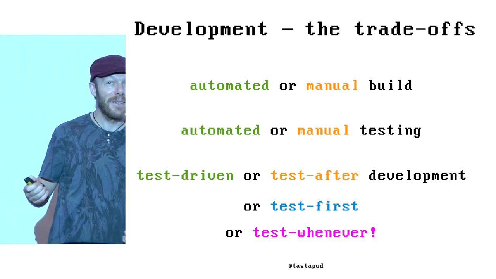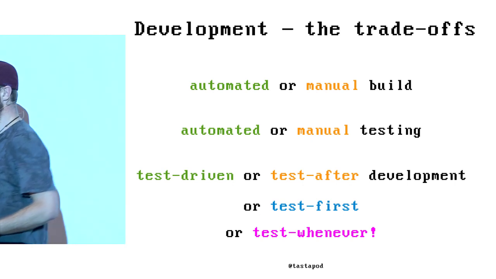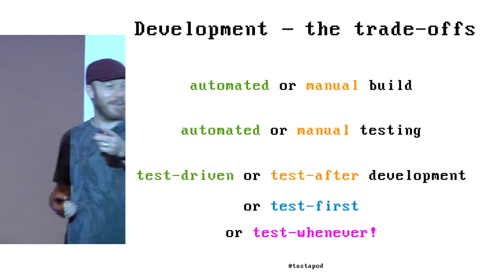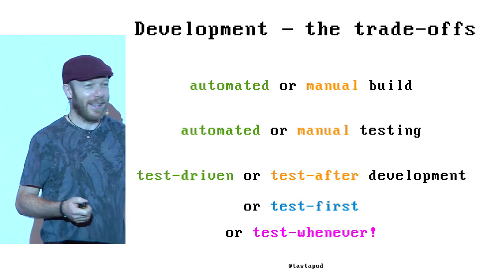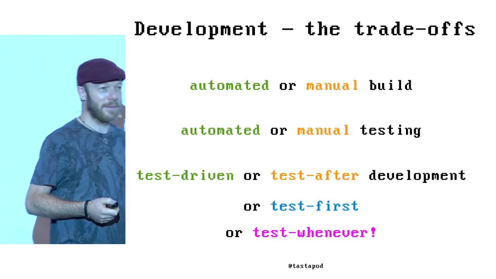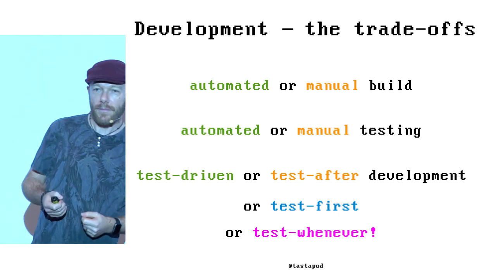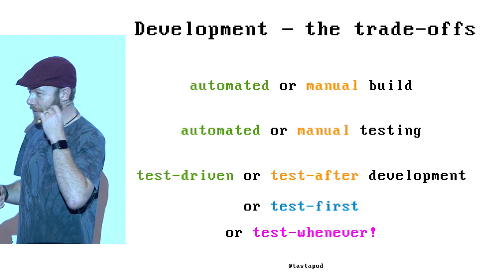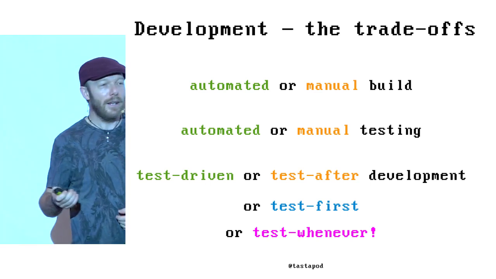Money. I lose money by automating a build. This man should not be automating builds. What else do I lose by automating a build? Excuses to go get coffee. I lose excuses to go get coffee. This is absolutely true.